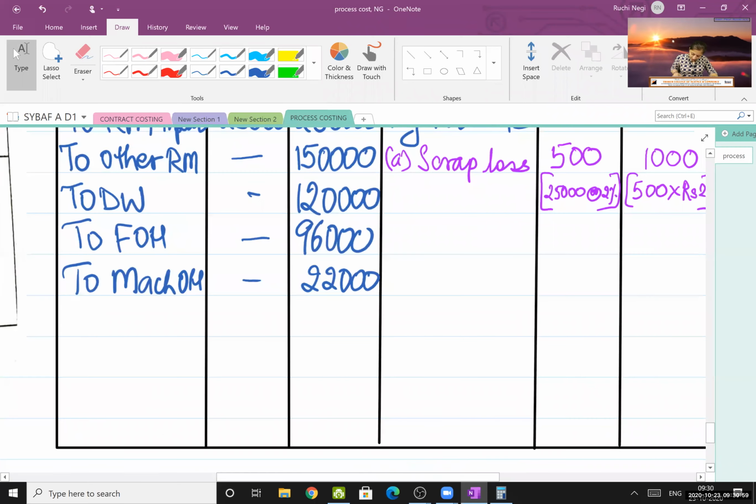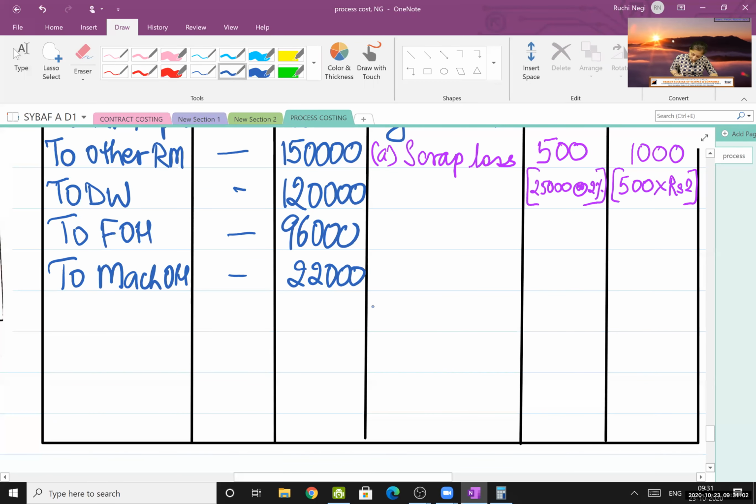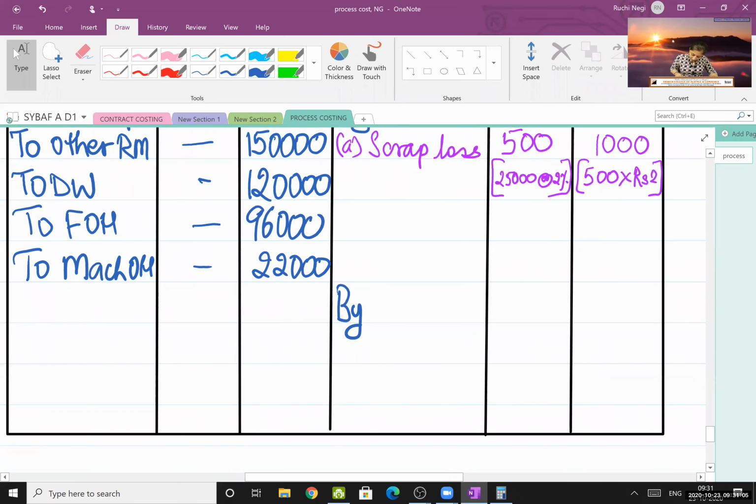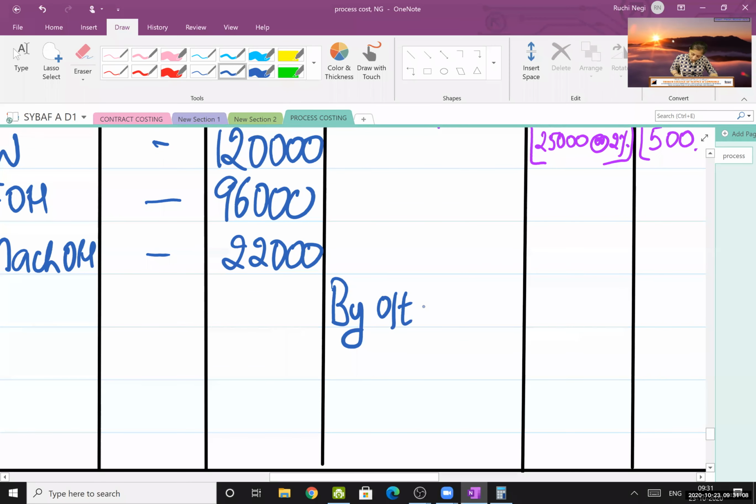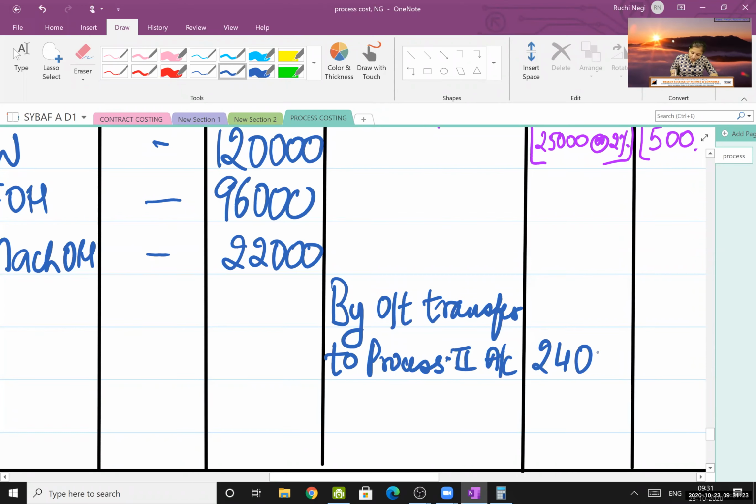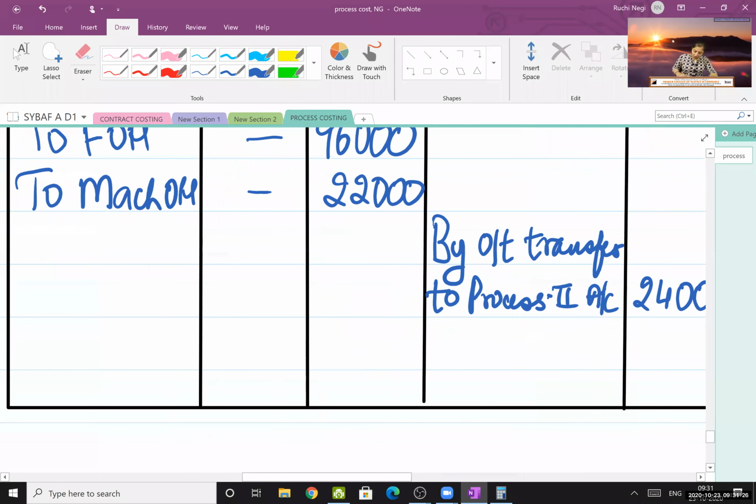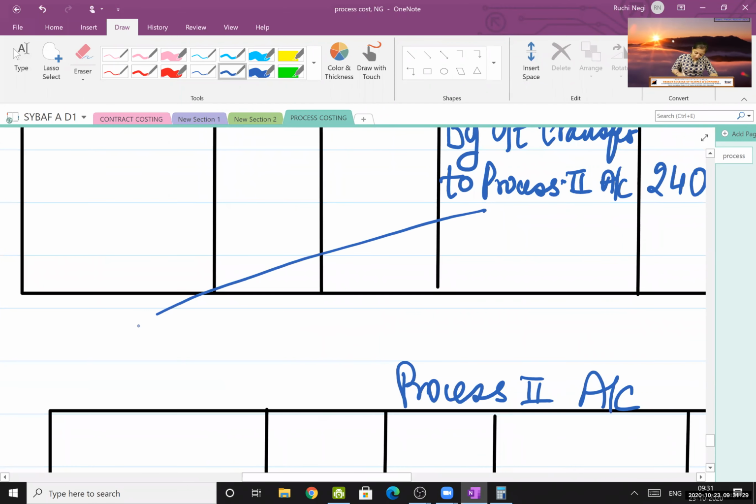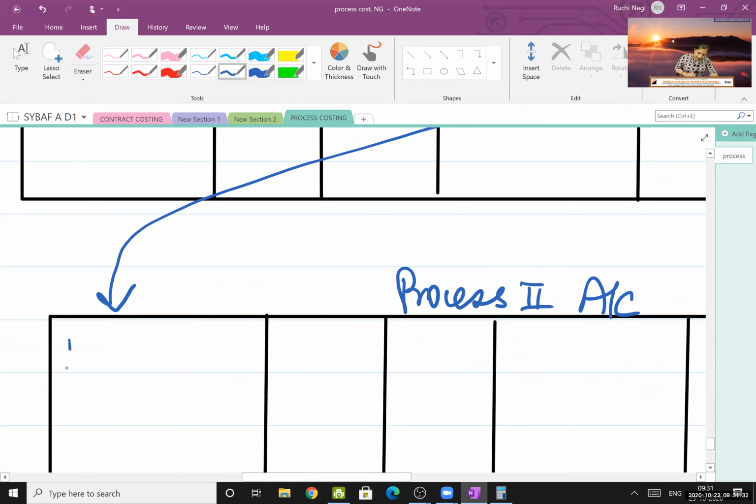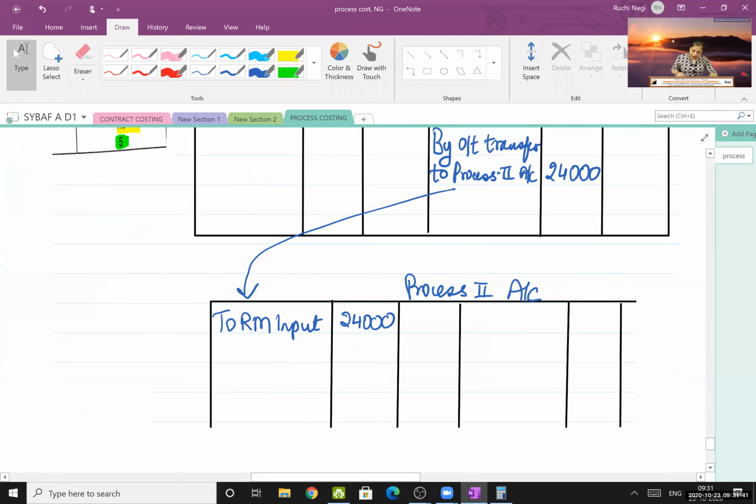Okay. Give a decent gap. By output transfer to process 2 account. कितना? 24,000. ठीक है? तो ये जो आउटपुट है, ये इधर इनपुट बनेगा. So I'll write here like this. To raw material input 24,000. Am I clear? समझा?